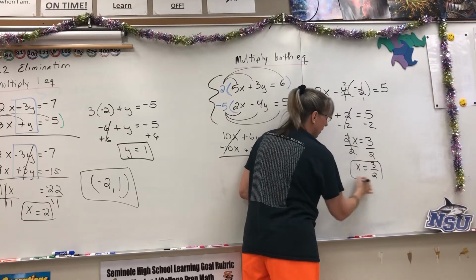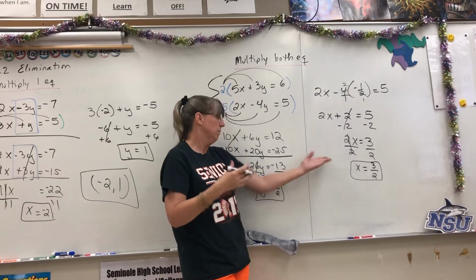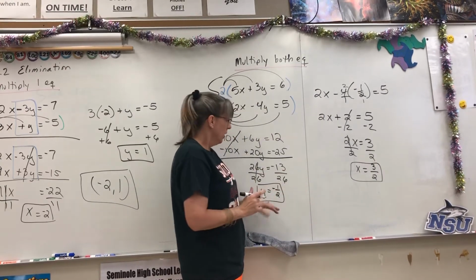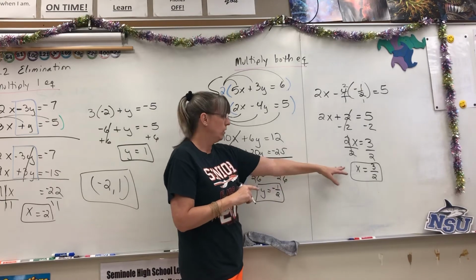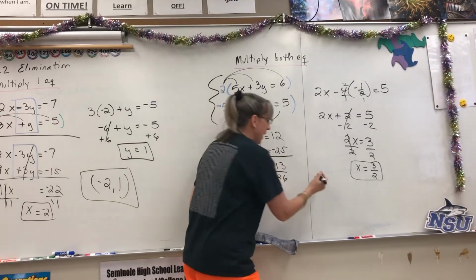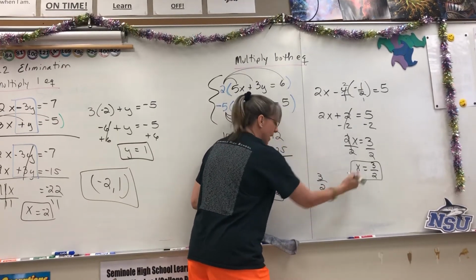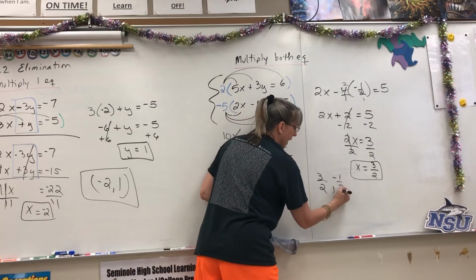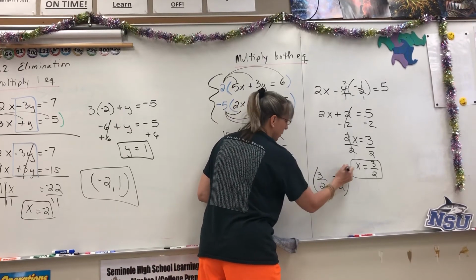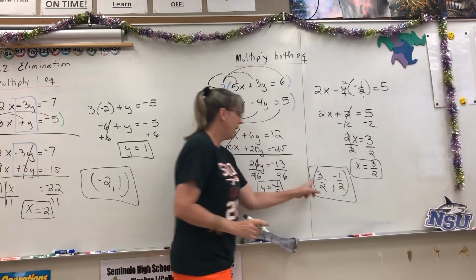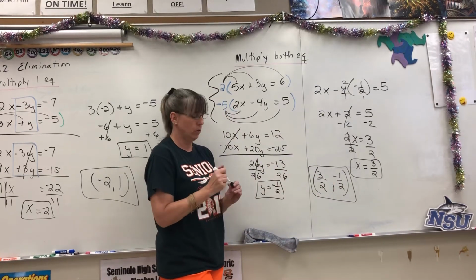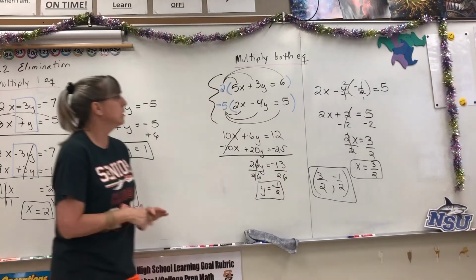I get another fraction. Again, it's possible, okay? So here I solve for y first. This doesn't go first. The 3/2 goes first because this is x. My negative 1/2 goes second because it's y. And I have 2 fractions for my solution. Okay, so let's look at both of these.